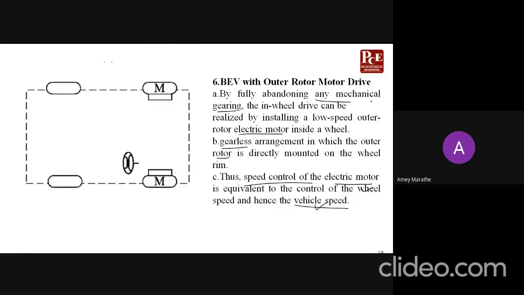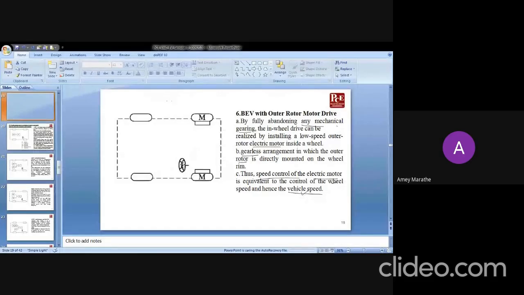So I hope, let me just go back and check if we have any questions, and then we can move forward. Based on the electric propulsion, these 6 configurations are possible. Okay, did everyone understand?